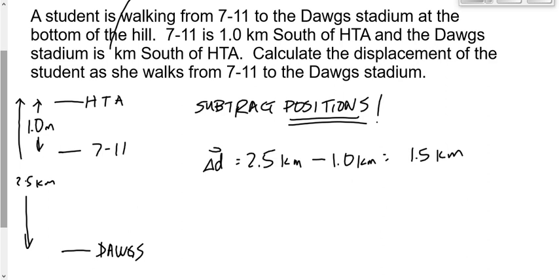Now, I'm going to show you something here that may confuse you a little bit, but hopefully not. Usually when we say north or east, we make the numbers positive. When we say south or west, we usually make the numbers negative. So usually here, we would make this negative 2.5 and negative 1 because they're south. If we did that, this would end up giving us negative 1.5 kilometers, which makes sense, right? Because our displacement is 1.5 kilometers to the south. Does that make sense?